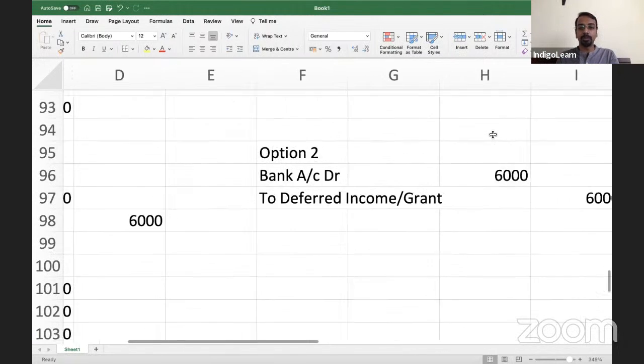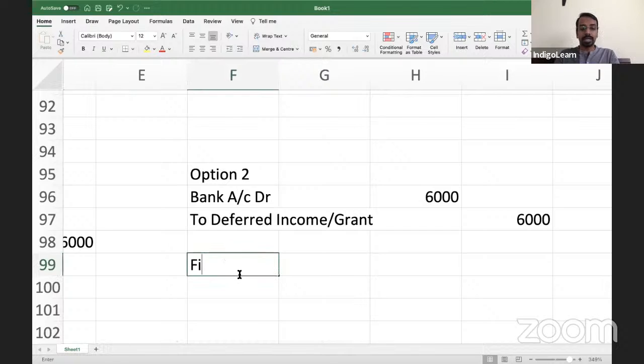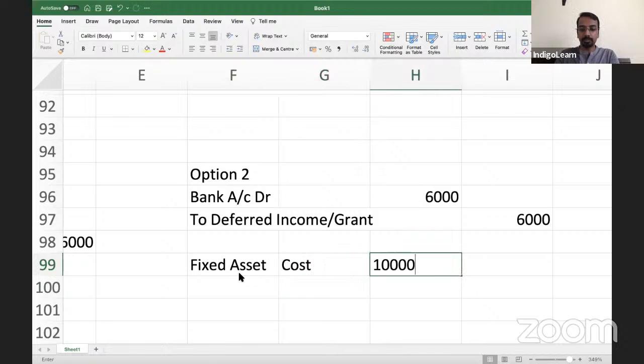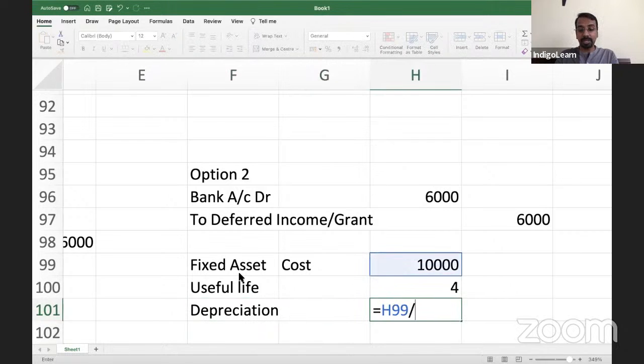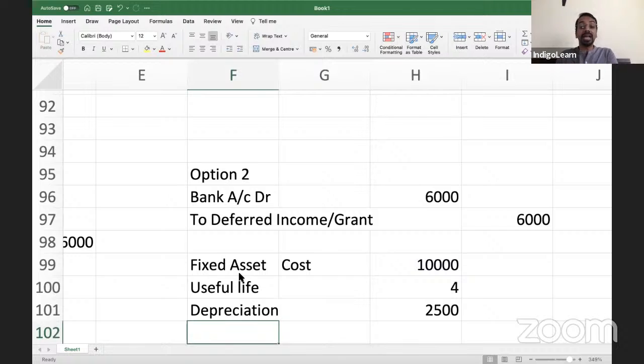Under deferred income, what will we do? Fixed asset cost 10,000. Useful life 4 years. Depreciation per year will be 10,000 by 4, 2,500. Every year you will charge depreciation of 2,500. Then what do we do with this deferred grant account? In the proportion of depreciation, you will transfer from deferred income account to other income.